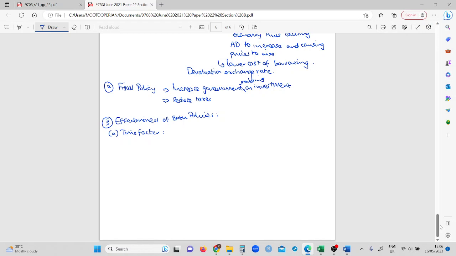Also, it takes time to implement changes in the rate of interest. If the central bank, for example, wants to cause the rate of interest to fall, then this will have the effect over time. So I will write it right now. It takes time.